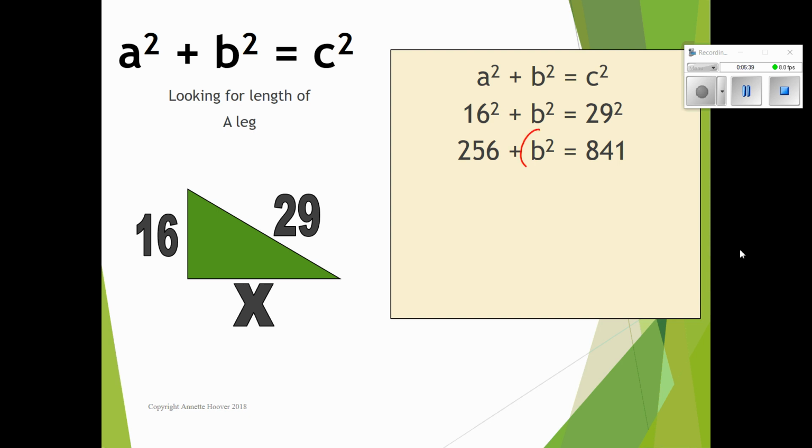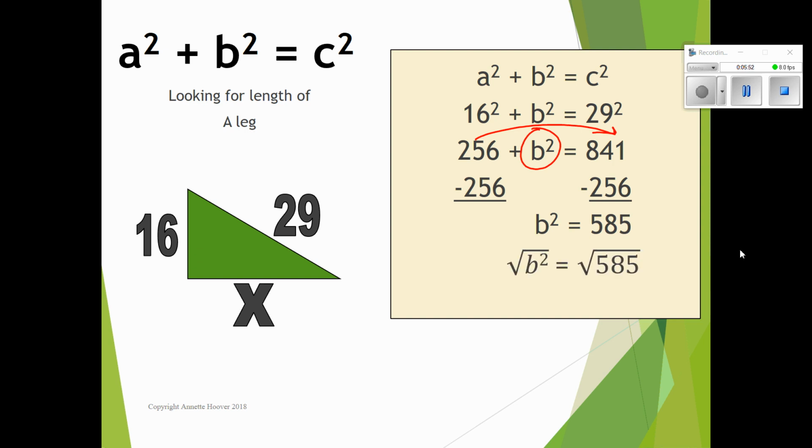Again, we want to get the b squared by itself on one side of the equation. So we're going to subtract 256 on both sides. We kick him to the other side and he changes signs. That leaves us with b squared is 585. And when we take the square root, this time it's going to be a decimal, and we're just going to round to the nearest tenth.